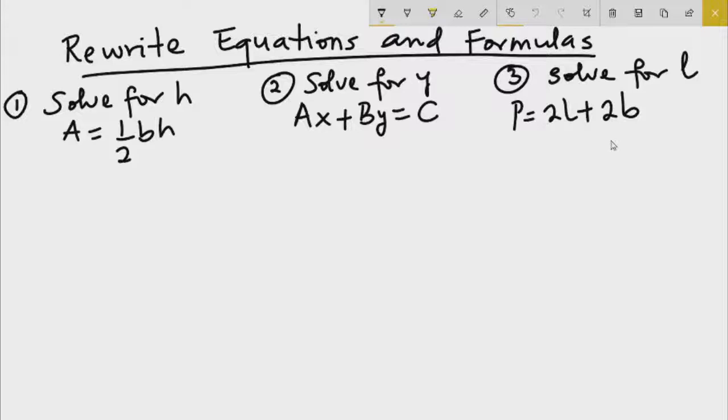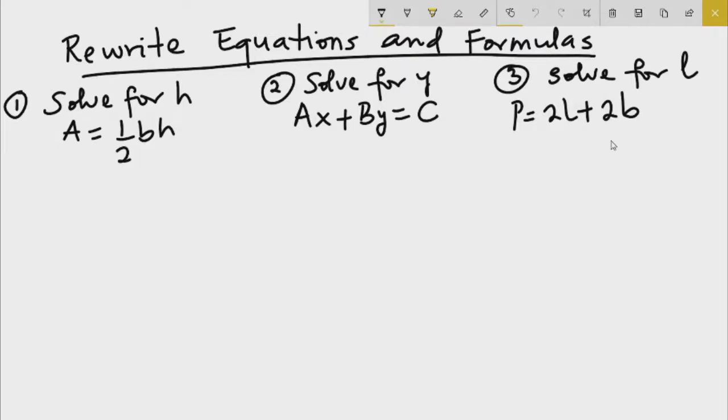So I'll be showing you how to rewrite equations and formulas in this lesson. When you are rewriting an equation or formula, what you are trying to do is to solve the formula for a particular variable that is chosen. Some of these formulas, we can also call them literal equations.